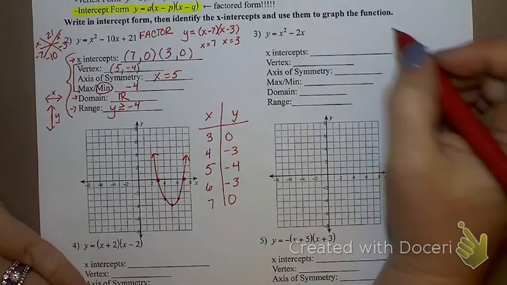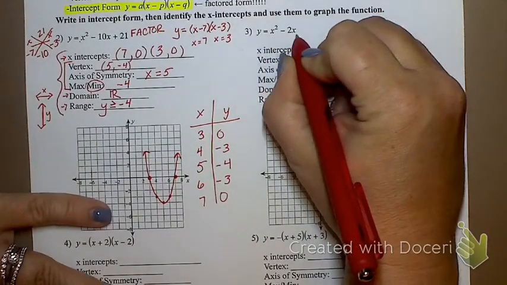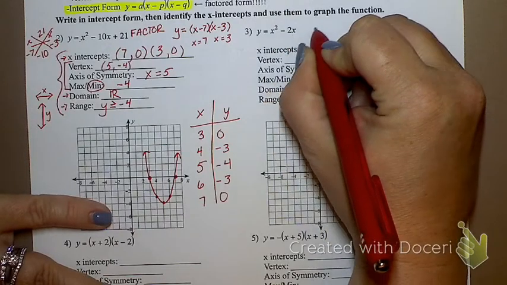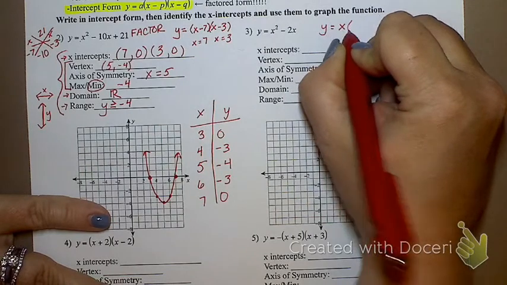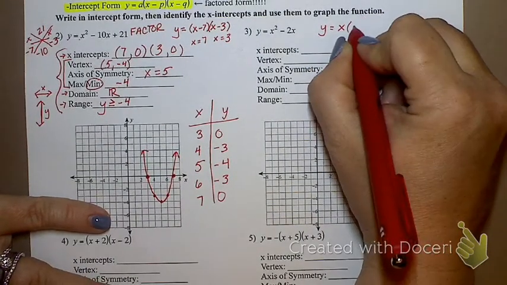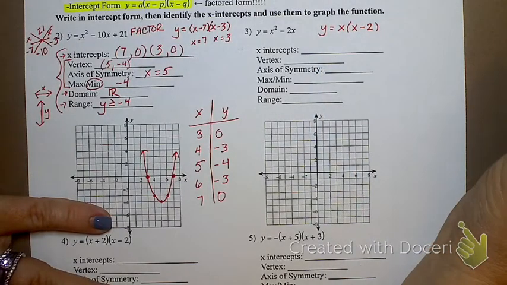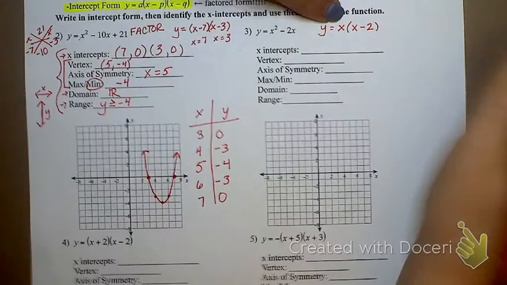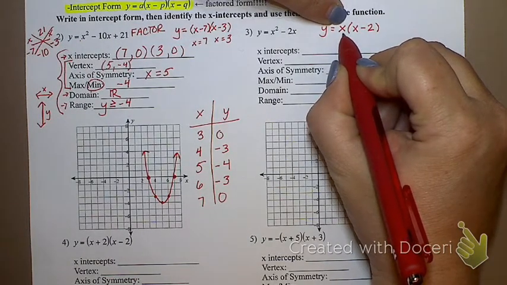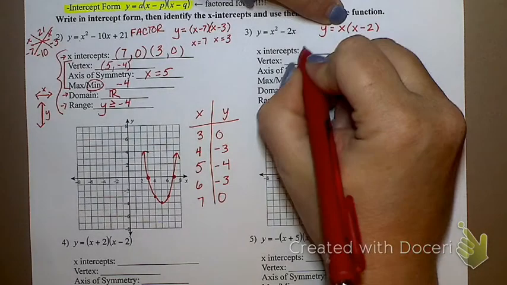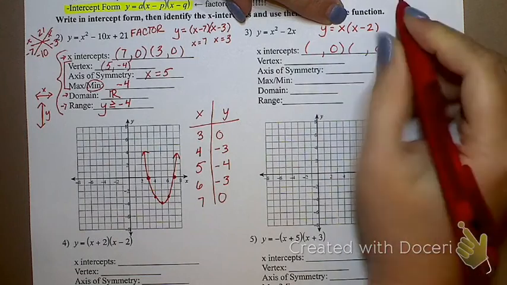Okay, number three. Let's graph this. How do I factor this? I can take out an x, and what would be left inside? X minus 2. Okay, so I have two intercepts. I need to get one of my intercepts from here, this x out front. What do I get from there? Remember, my intercepts are something, comma, 0, and something, comma, 0.